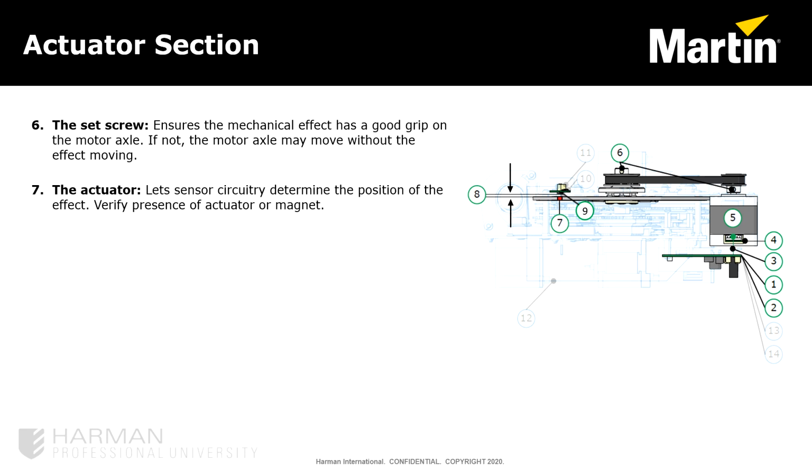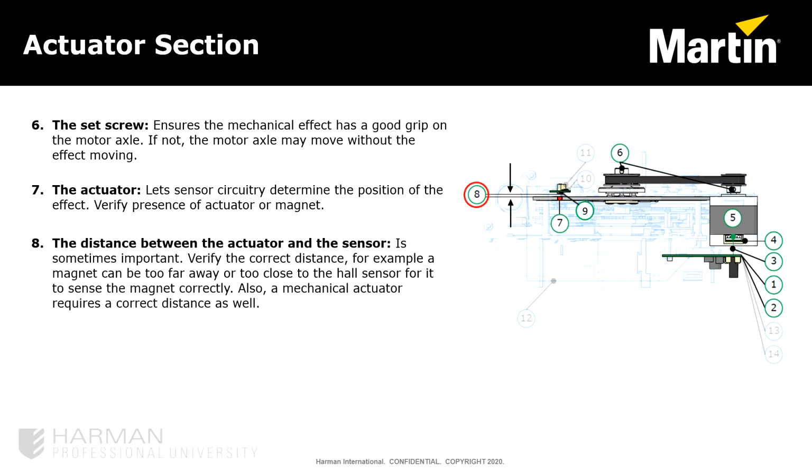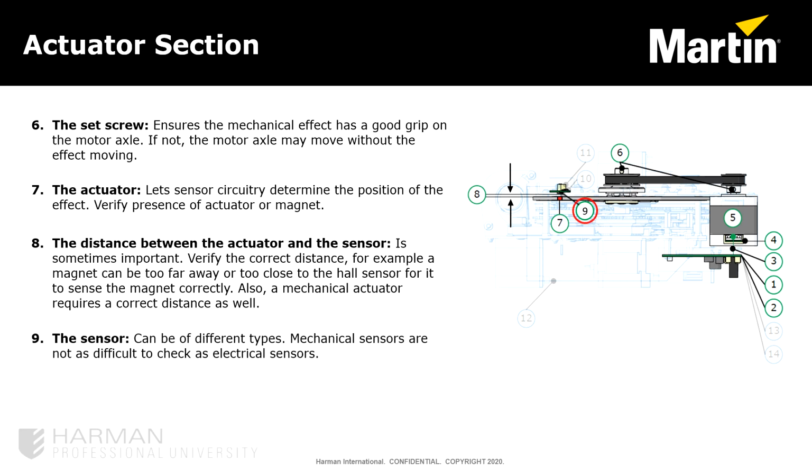Checking the magnets is always important when looking at gobo and color wheels, or anything that's going to pull across a sensor. Also, check the distance between the actuator or magnet and the sensor to ensure they are the correct distance apart, so that when the magnet is passed under the sensor, it actually detects it. Depending on the type of sensor, there are different things to look for. Mechanical sensors are typically easier to check than electrical sensors.